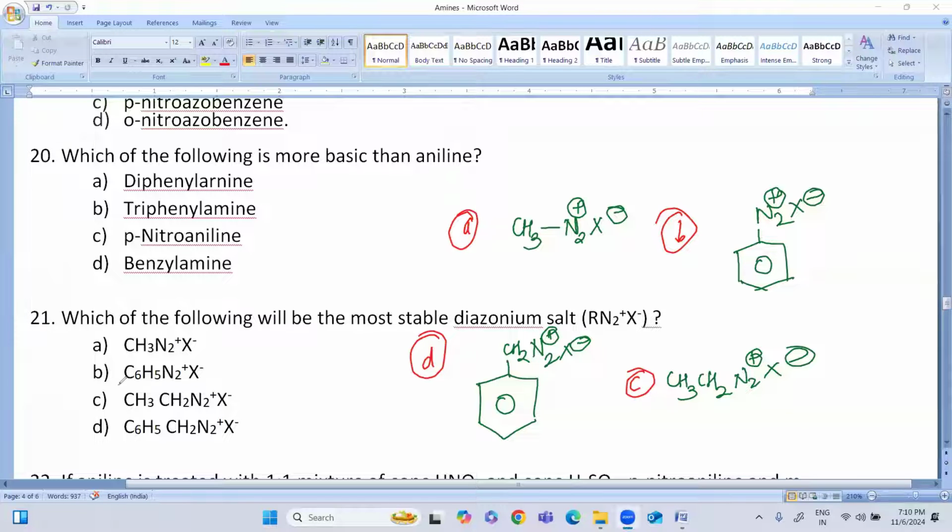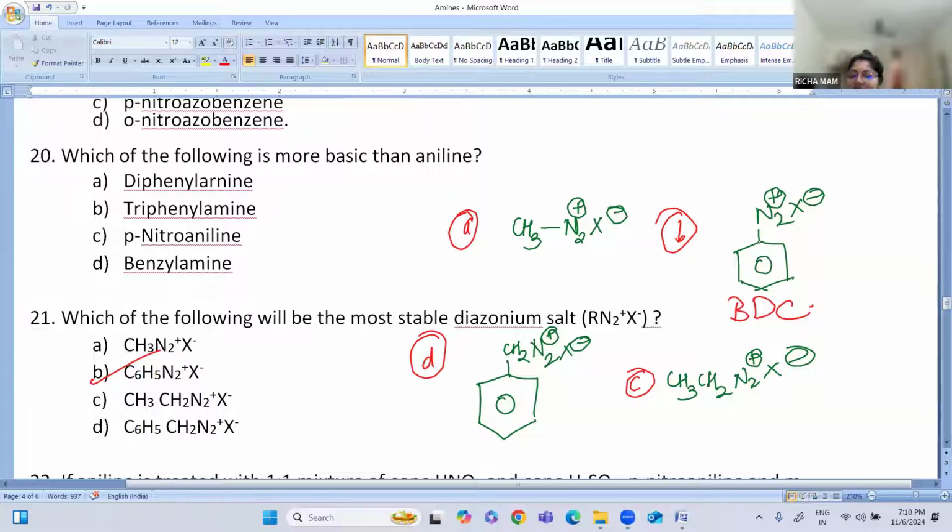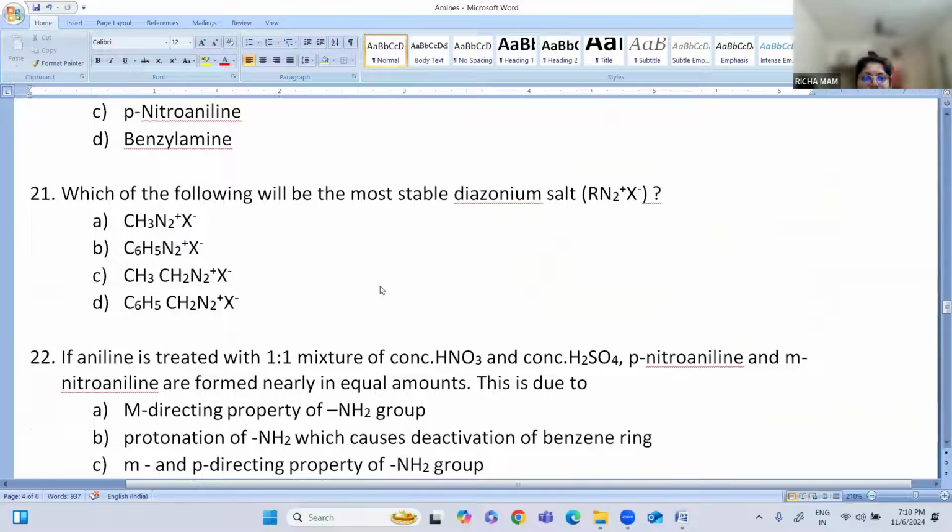So out of the given four options, this diazonium salt, benzene diazonium salt, BDC, benzene diazonium chloride, is resonance stabilized and it is the most stable. So option number B is the correct answer. Out of the given diazonium salts, benzene diazonium chloride is more stable. So option number B is the answer. Fine. Next question.